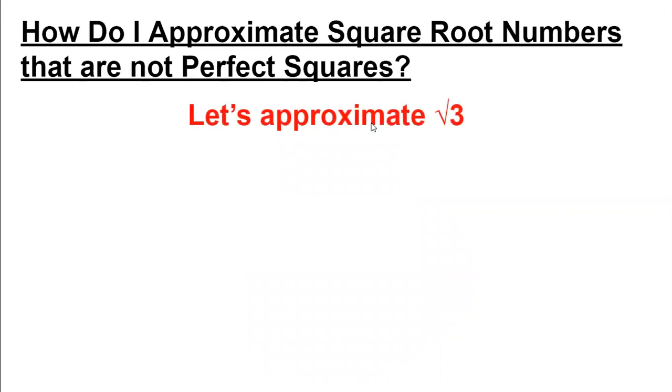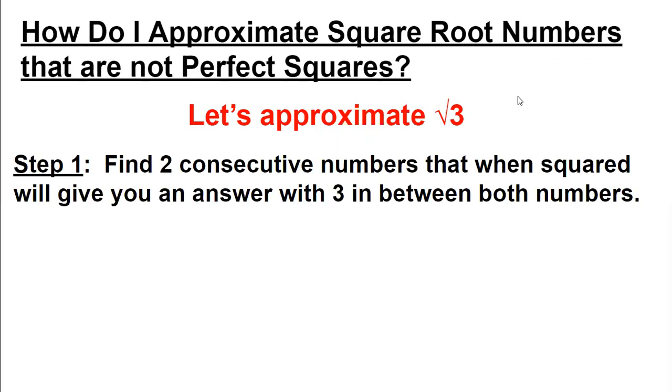Okay, how did you do? Hopefully good. Let's move on. So how do you approximate square root numbers that are not perfect squares? How do you do it? Got to be a way, right? Let's approximate the square root of 3, because there is no number that you can multiply by itself to give you exactly 3.